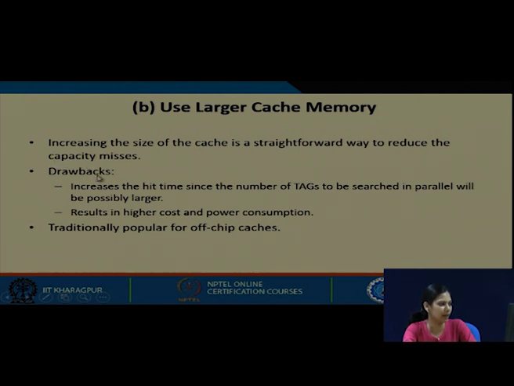But what is the drawback then? It increases the hit time, since the number of tags to be searched in parallel will possibly be large. So, one of the parameters is increasing. We are decreasing the misses, the miss rate is decreasing, but the search time for the tag in the cache memory will increase, that is the hit time, resulting in higher cost and power consumption.